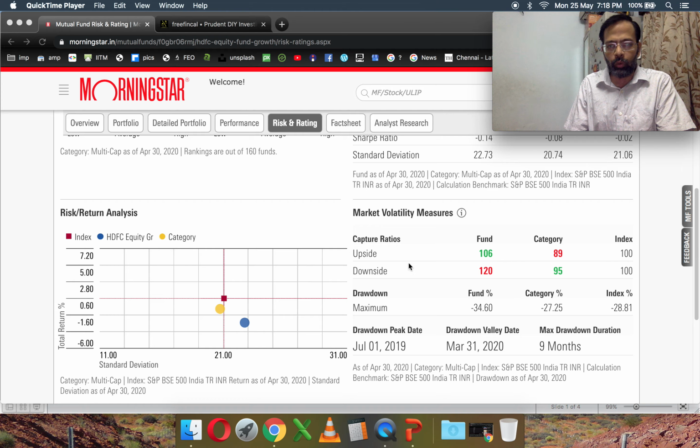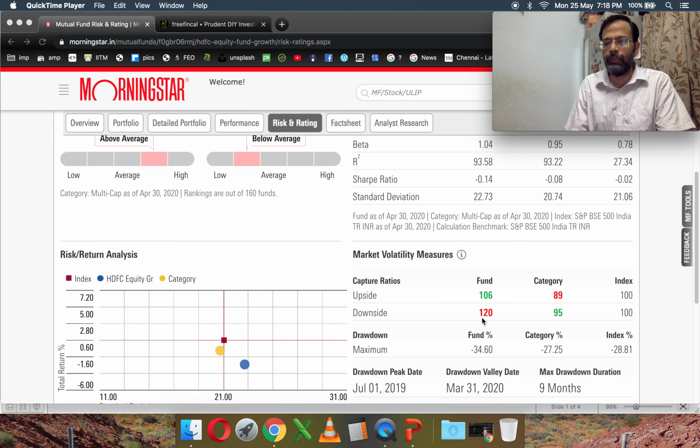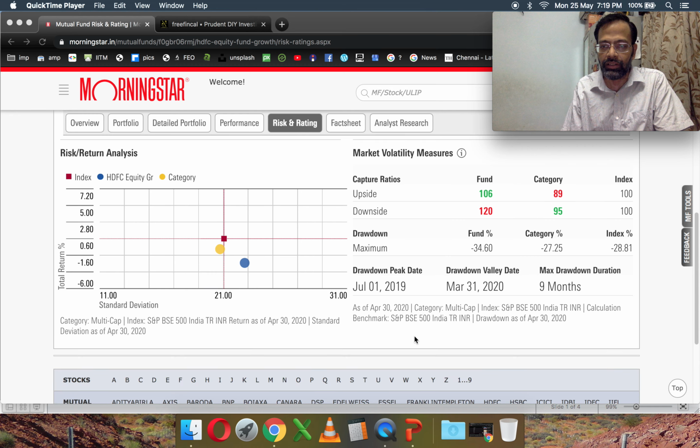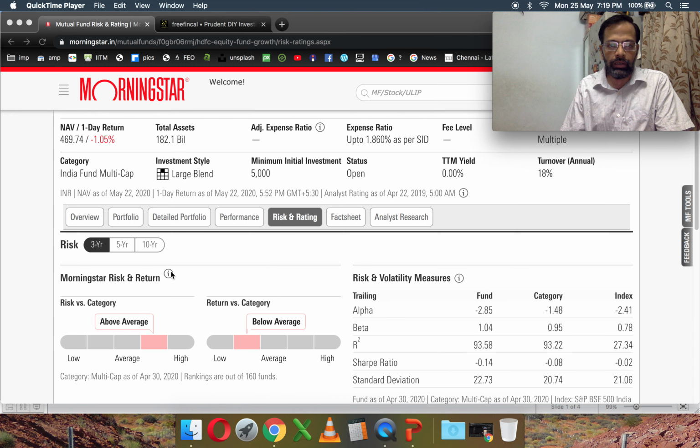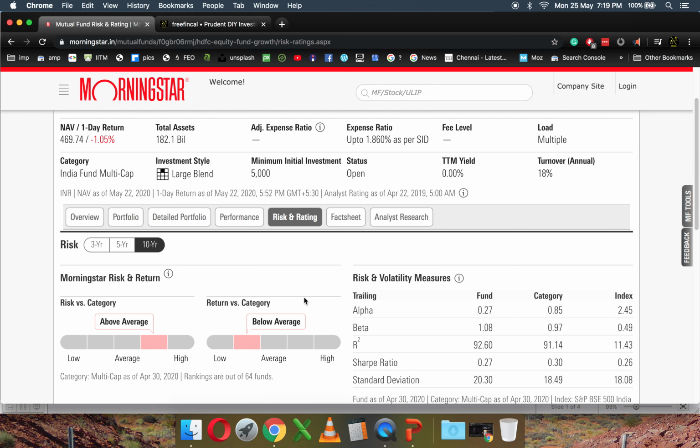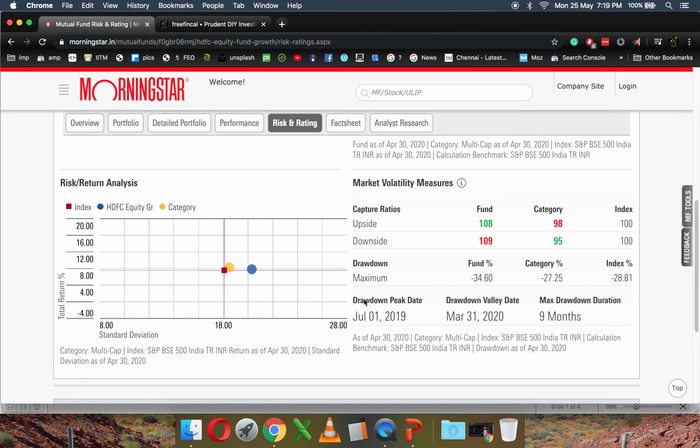And if you notice, over 3 years, the downside capture of this fund is 120%. That means it has lost 20% more than the benchmark, and the benchmark is written down here. This is BSE 500. And if you go to over 10-year periods, it has lost 9% more than its benchmark.